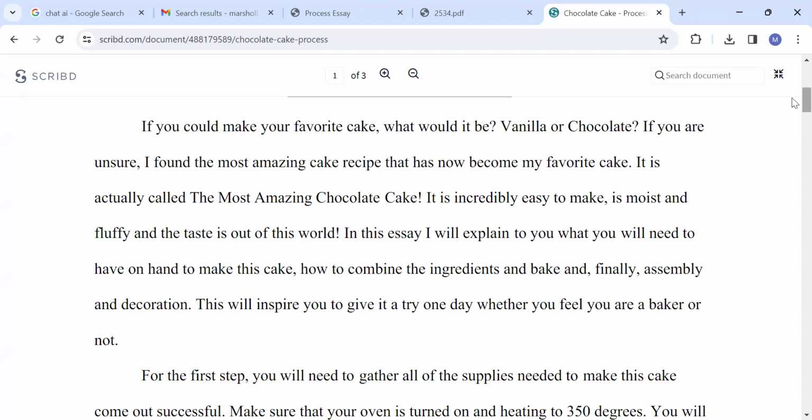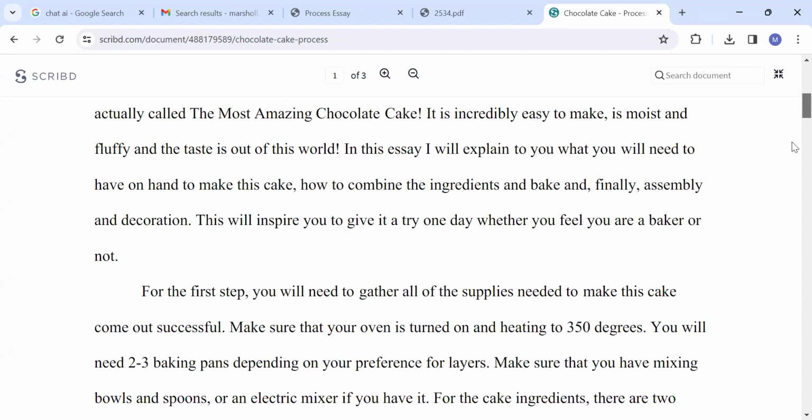And how can I use this thing? How can I enhance it? How can I make it even better? And then your concluding paragraph.